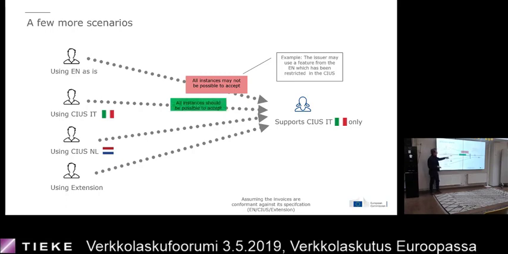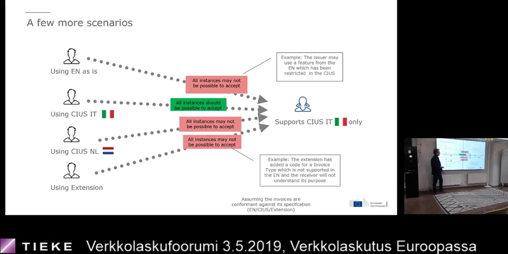If you're using the same CIUS, it's no problem. If you're using the Netherlands CIUS, you may have problems. And the same thing, if you have an extension, you might have problems. So it looks like, why bother with requiring a specific CIUS as a receiver if you have all these problems? It sounds like it's better to support the core in full, because then you don't have all these interoperability problems. But in reality, we see now that many countries are going for a CIUS approach.